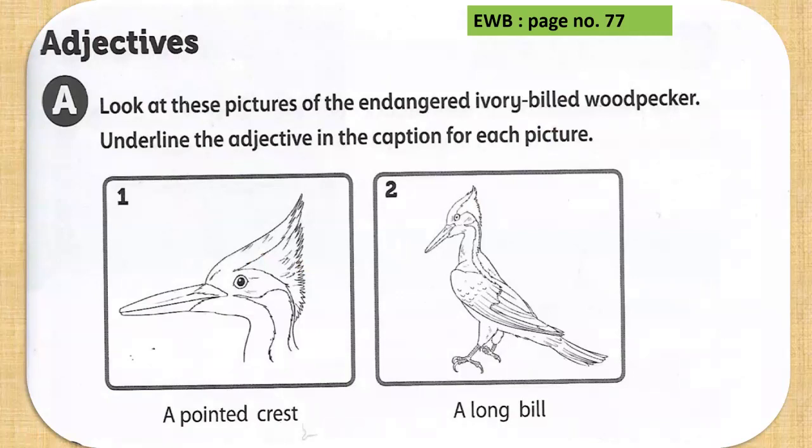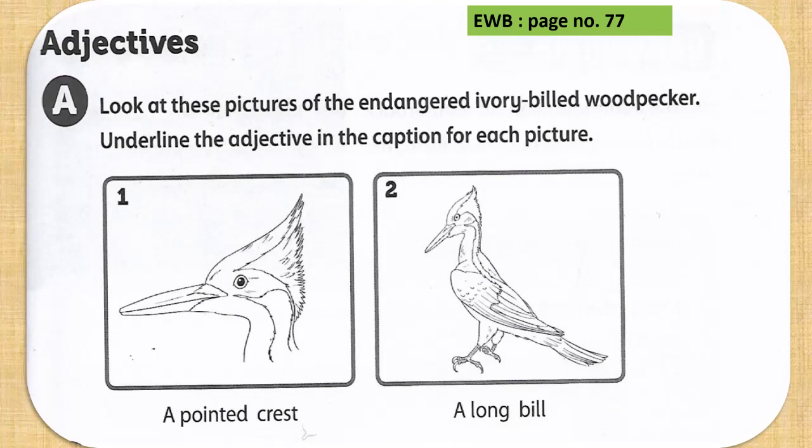Now open your English workbook to page number 77. Look at these pictures of the endangered ivory-billed woodpecker. Underline the adjective in the caption for each picture. In the first picture, children, it is written a pointed crest. In the second picture, the caption given to you is a long bill. So in the first picture, a pointed crest, first caption, a pointed crest.